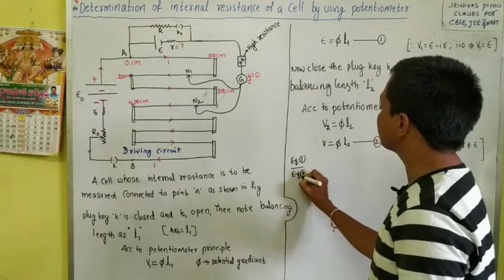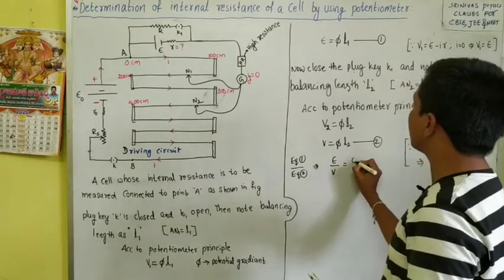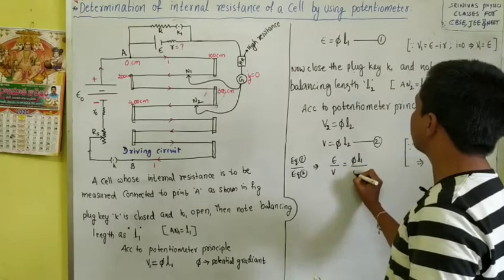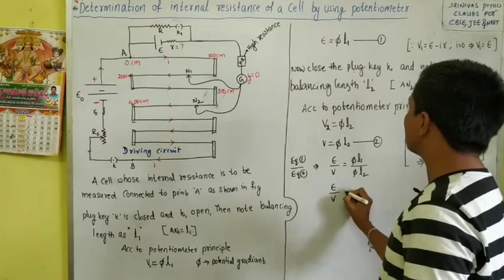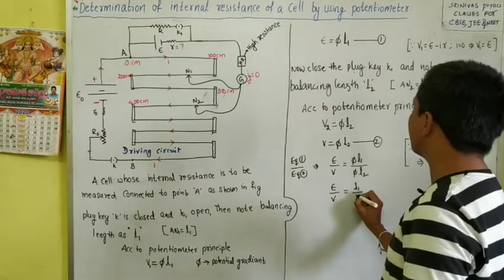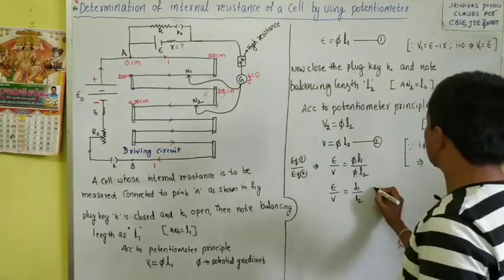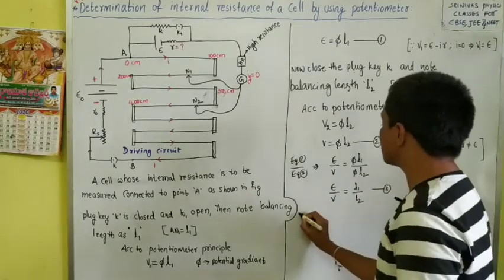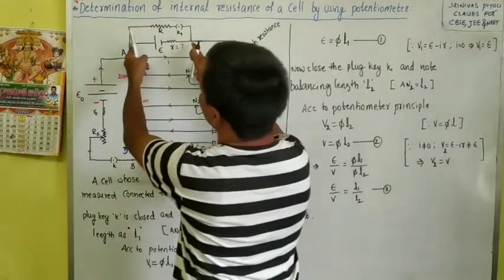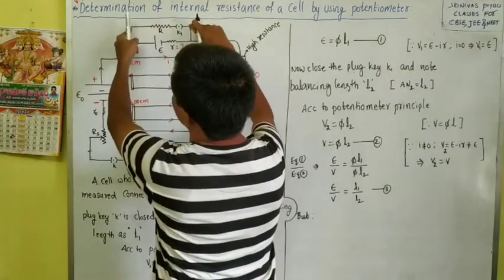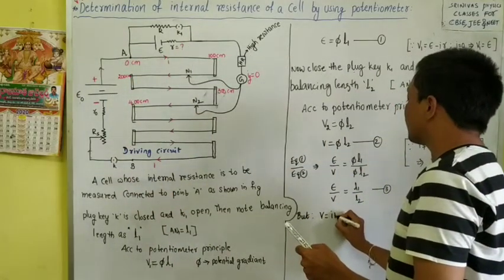What you will get? That is E by V is equal to phi L1 by phi L2. That is E by V is equal to L1 by L2. Now let us see, but we know the formula for V. V is the potential difference across the cell. But the potential difference across the cell is equal to the potential difference across the resistance. We write V is equal to IR.